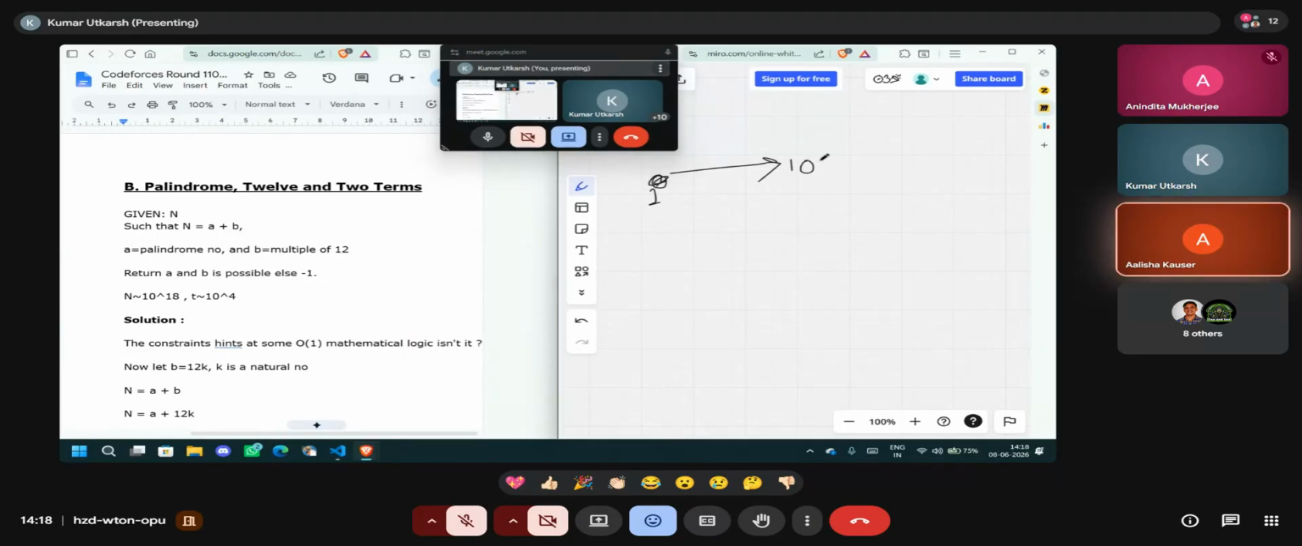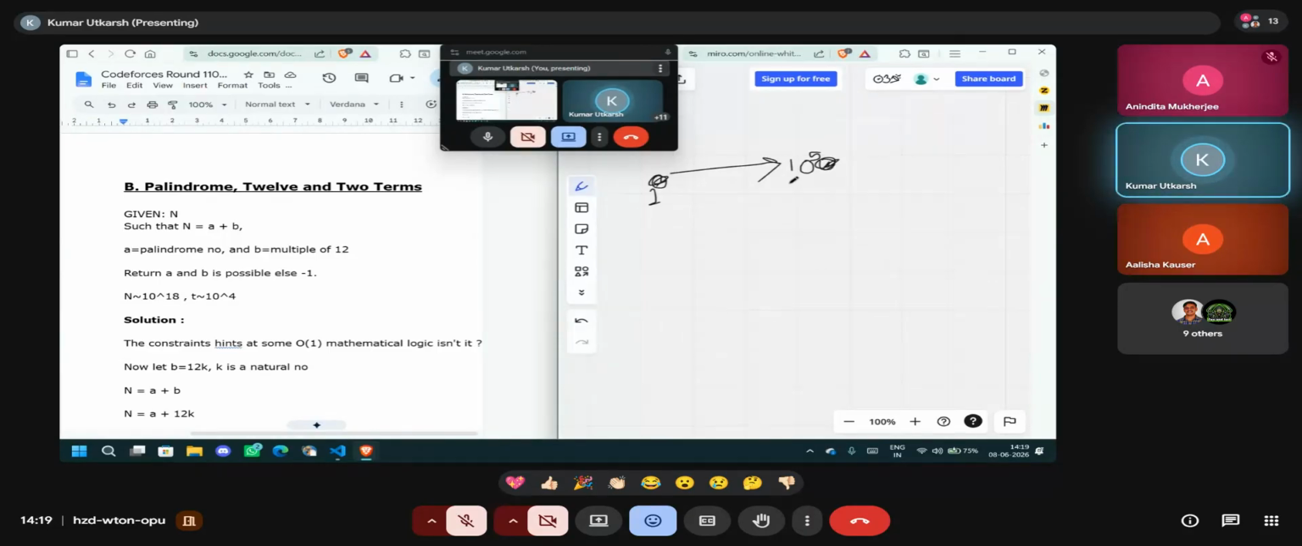So x modulo 12 will be equal to n modulo 12. So rather than checking in a loop, I just tried to... You can be comfortable in Hindi. It's not a problem. I know Hindi too.